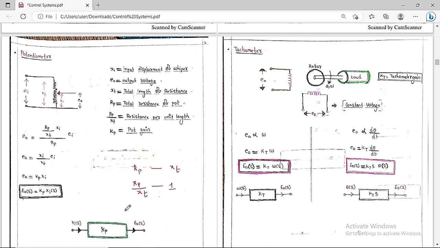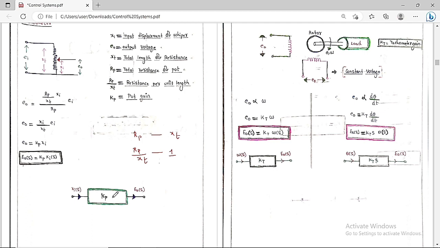So if you want to draw the block diagram, the gain factor is Kp, the input is Xi of S and the output is E naught of S. This is the transfer function block diagram of the potentiometer. Here the input is the displacement and the output we get is the voltage. So E naught of S is equal to Kp into Xi of S, where Kp is the pot gain, E naught of S is the output voltage and Xi of S is the input displacement.